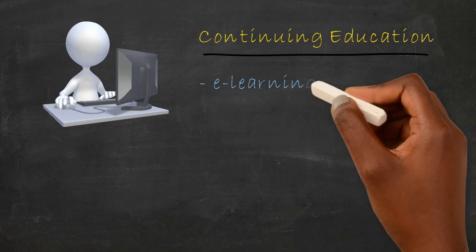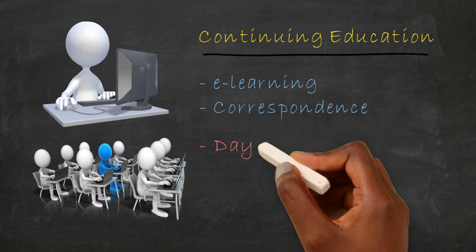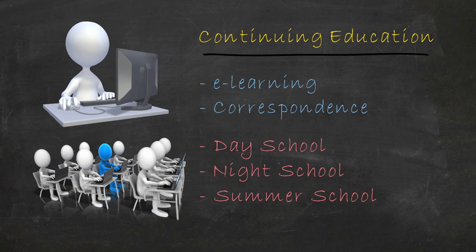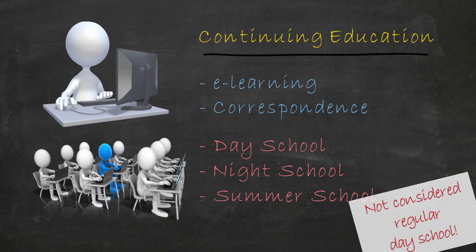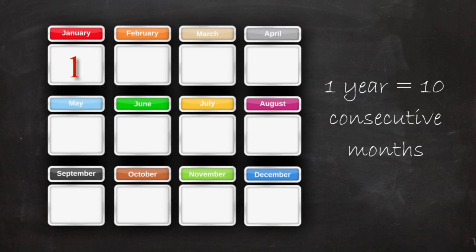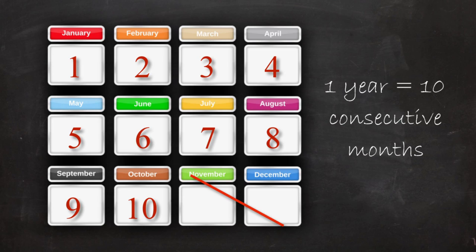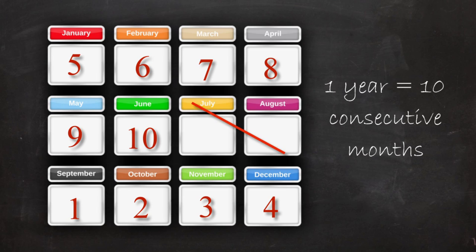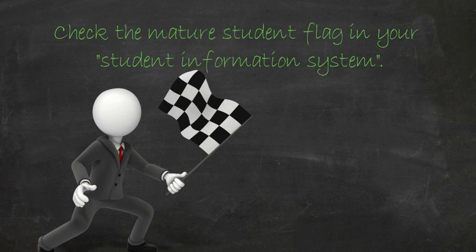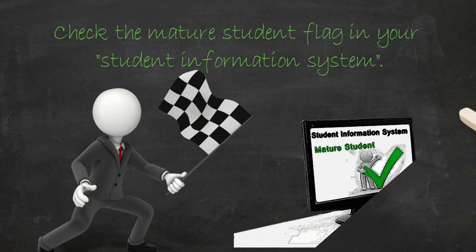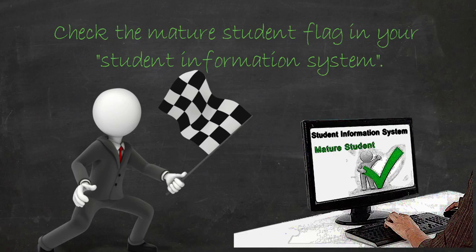Taking a course through continuing education day school, e-learning, correspondence, night school, or summer school is not considered regular day school. The Ministry of Education considers 1 year being equal to 10 consecutive months. If the student meets the mature student definition, set the mature student flag in the student information system.